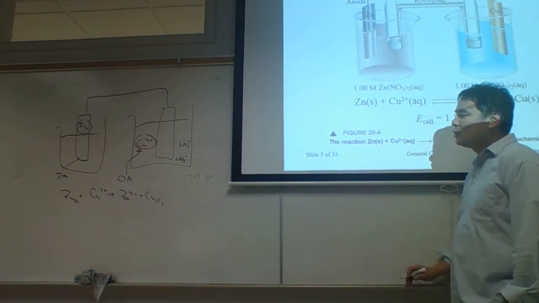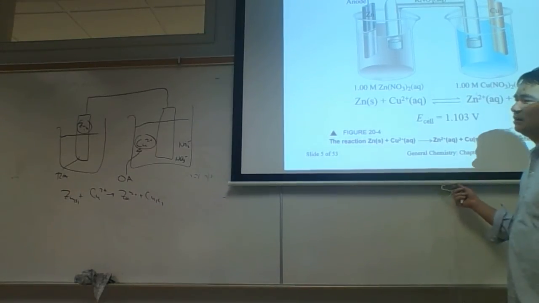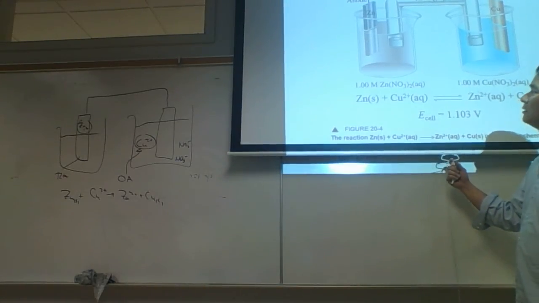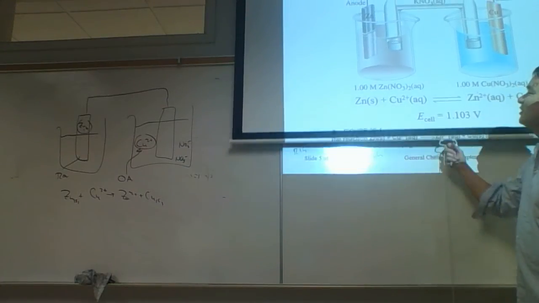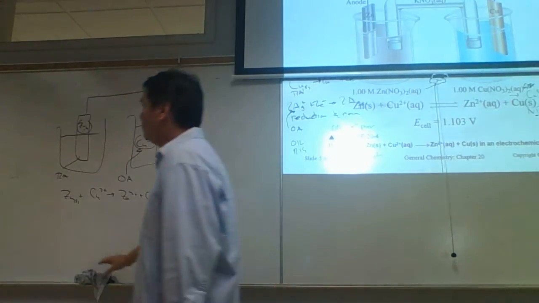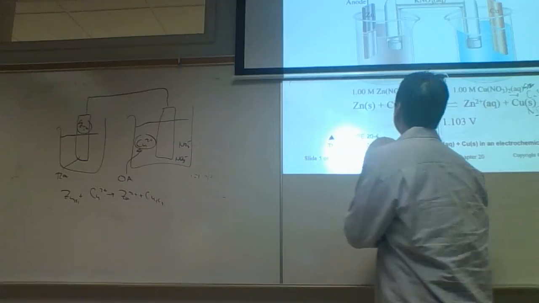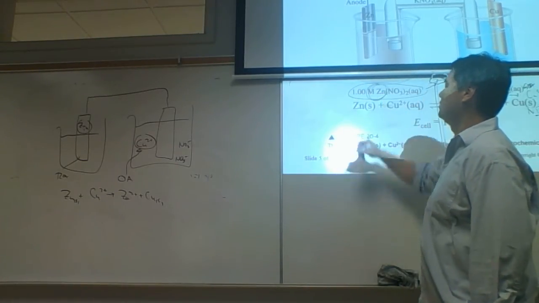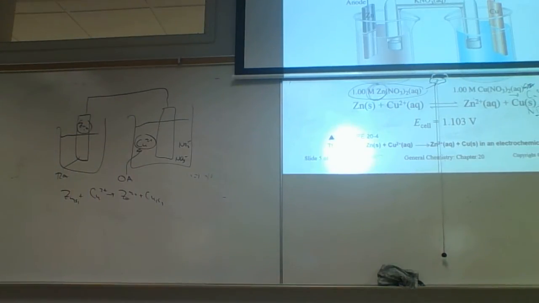In the left beaker, do I need anything? In the left beaker, all I need is my reducing agent. But take a look at what they have here. Why do they have this? Look what they put in that beaker. In the left beaker, they're putting 1.00 molar Zn2+. Is that necessary?